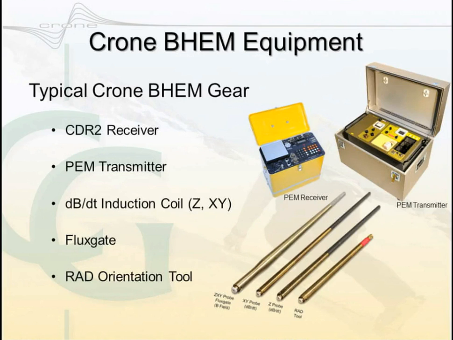The Crone borehole EM equipment is the CDR2 receiver and the PEM transmitter, which can be used in a variety of different configurations. On its own, you can do parallel, series, that kind of stuff. Then we have our standard induction coils, a Z probe and an XY probe. We also have this RAD tool, which makes sense of your XY data after the fact and also gives you information about the hole geometry. And then you also have your Fluxgate, which I'll mention towards the end.